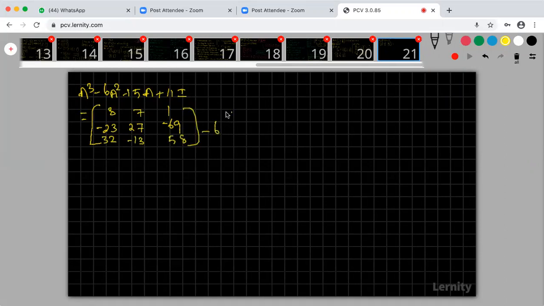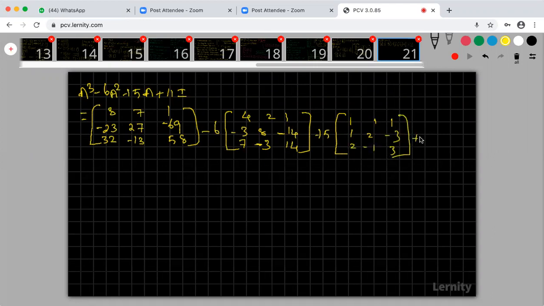Minus 6A square. What is A square? 4, 1, minus 3, 8, minus 14, and 7, minus 3, 14, plus 5 times A. What is our A? A means the given matrix: 1, 1, 1, 1, 2, minus 3, 2, minus 1, 3. Okay, 11 times I. What is your identity matrix? I is 1, 0, 0, 0, 1, 0, 0, 0, 1. Okay, so this is the identity matrix.